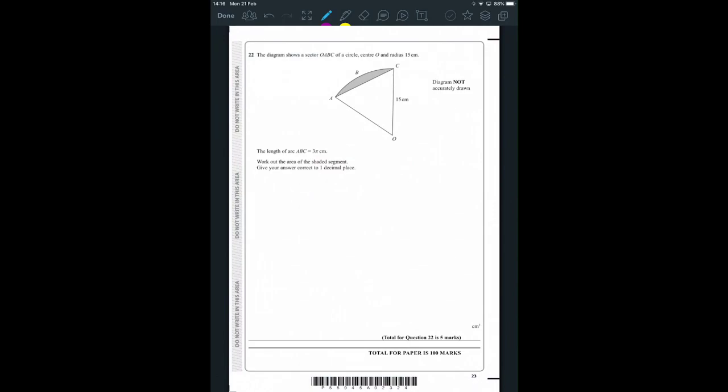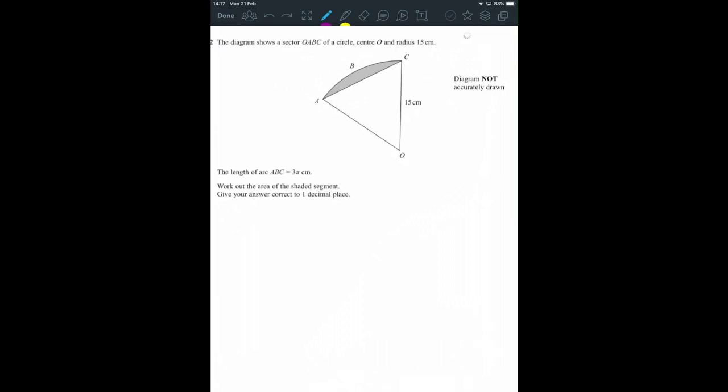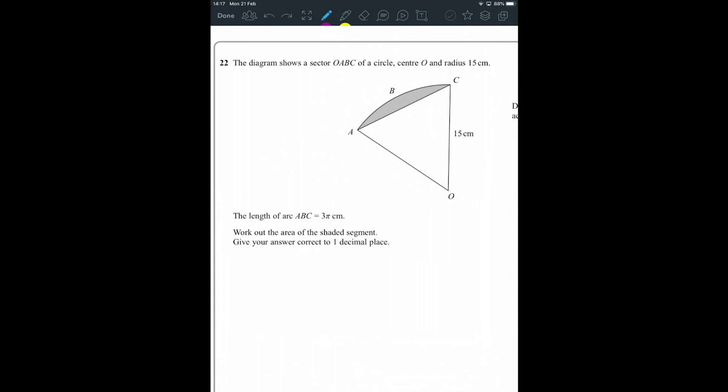Question 22 is our final question. We can see the total marks down at the bottom of the page. This again is based on quite an easy, middle level topic. Arcs and sectors. We have a sector with a centre and a radius 15. The arc length is 3 pi. We want to work out the area of the shaded segment. Well, area of the segment means we're going to have to do the sector, take away the triangle.